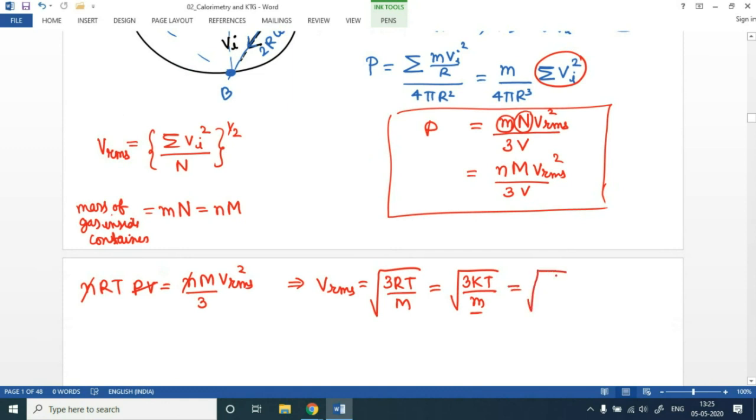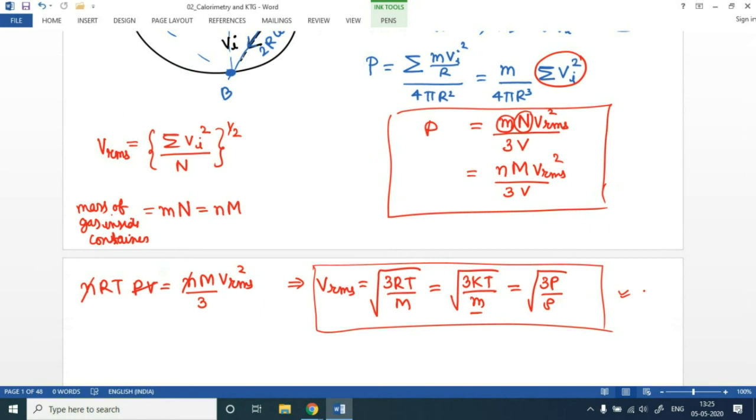And this can be rearranged using the ideal gas equation only. So that is root 3P by rho, where P is the gas pressure, and rho is nothing but the gas density. So this here is the expression for the RMS speed of the gas, using those assumptions we discussed earlier. So this is the value of Vrms, and you should realize this Vrms is directly proportional to root T and inversely proportional to root M, etc.